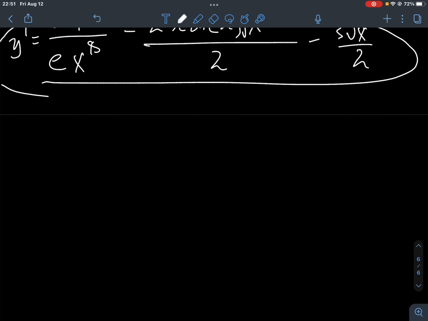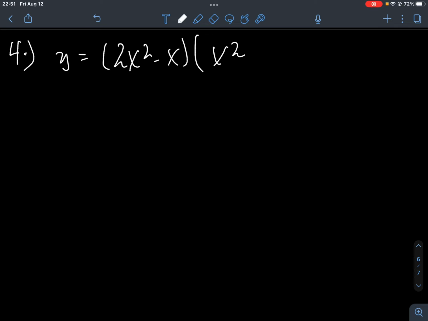That was example 3. Now let's move on to example 4. Say we're given y is equal to 2x squared minus x multiplied by x squared minus pi x to the 4th. Say we want to take the derivative of that. How do we do so?